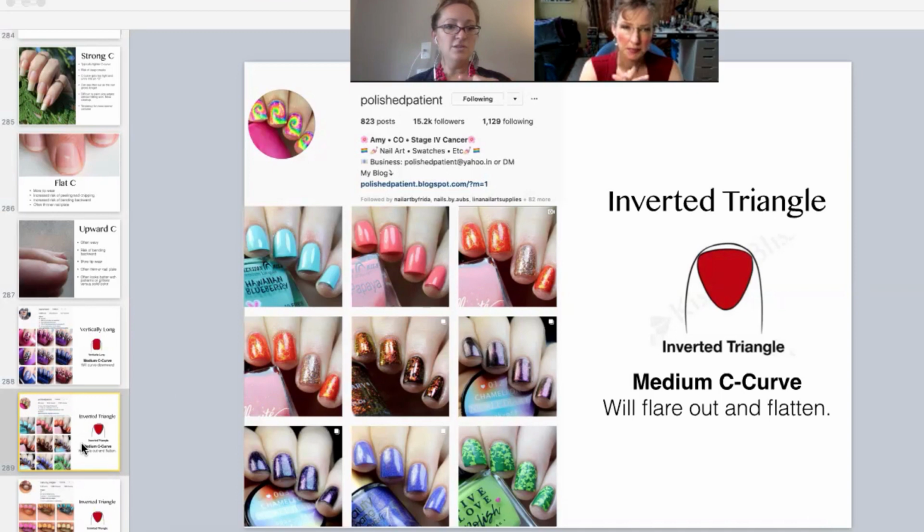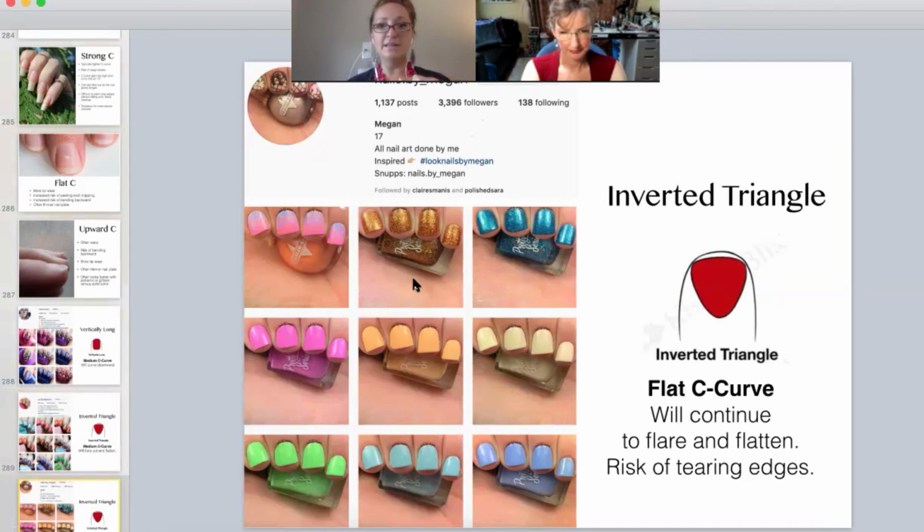Our next lovely is Nails by Megan. You can see she also has an inverted triangle. It's more narrow by the nail bed, and hers are also flatter. Her C curve is not nearly as pronounced as Amy's. You can definitely see it on her ring finger where that one goes out. Megan hasn't chosen to do this, but if that happens for you, you can file that edge.